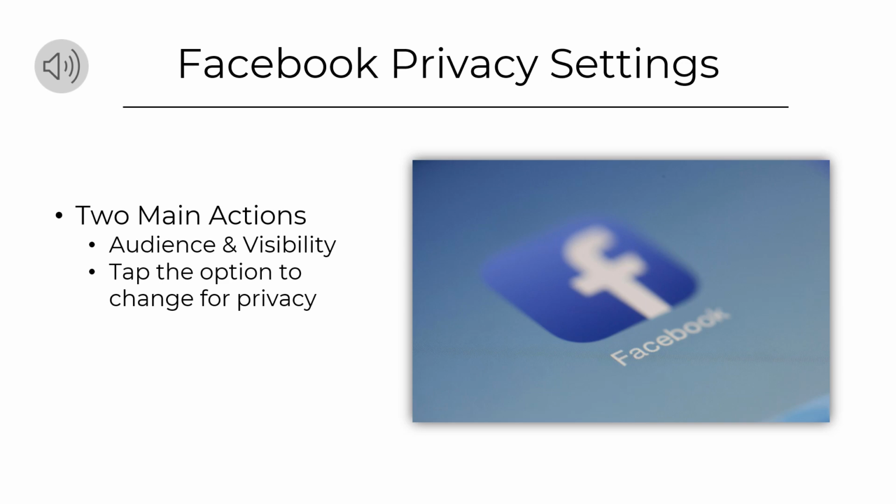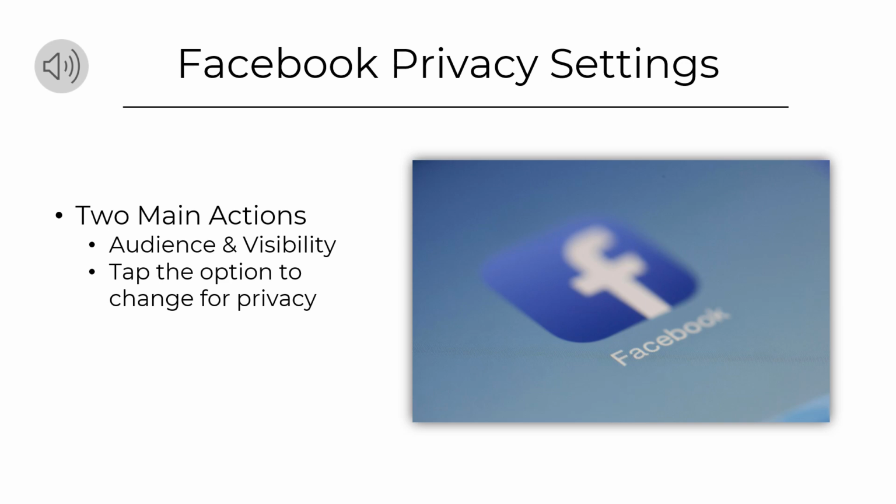To set privacy settings for Facebook, there are two main actions. You would have to find the audience and visibility section, and then you just have to tap the option to change for privacy. So for the desktop version, you would want to click your profile picture in the top right of Facebook. You would want to select settings and privacy, then click settings. And then under audience and visibility, you'd want to click the option you want to change for privacy.